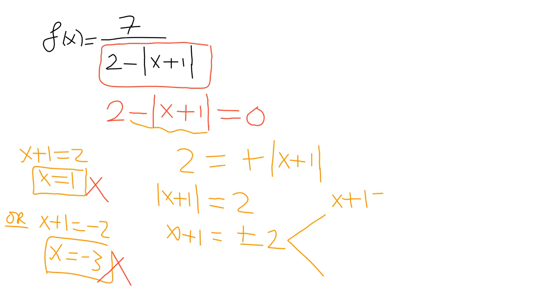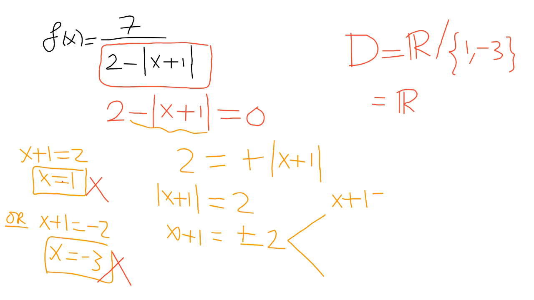Okay, so what is the final answer for the domain? The domain is all the real numbers, except for what? For 1 and minus 3. Or you can write something like this. It's up to you. You mean this notation or this one? Both are accepted.